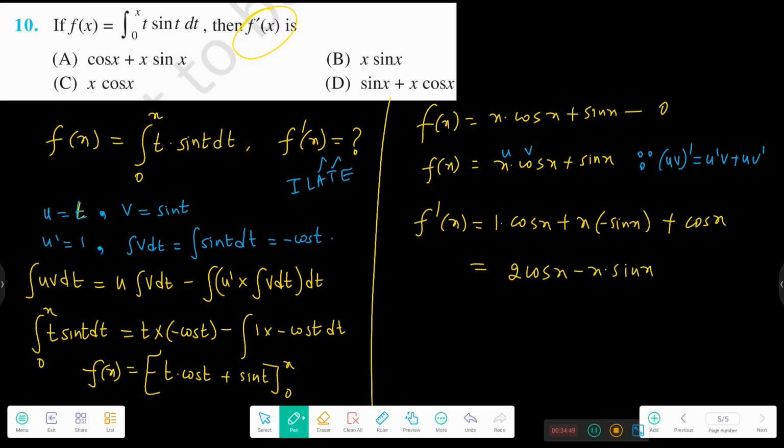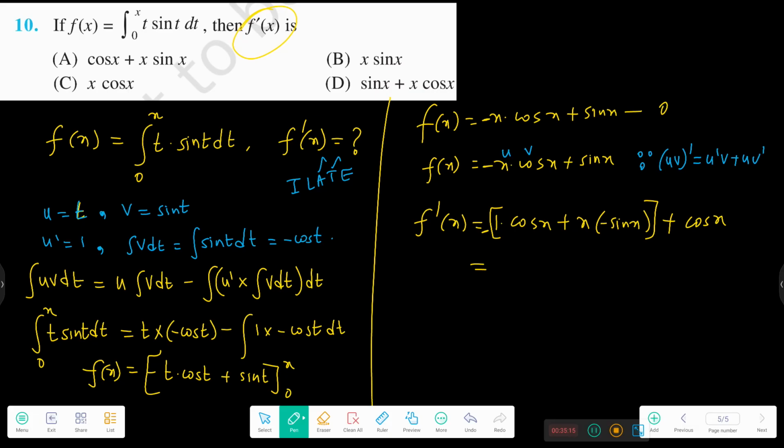Is there anything I missed? We don't have this option, am I right? I did some mistake. See once again what I did. Sorry, there is a minus here. I didn't notice this minus. For that minus, you should put it here. Minus is common in both the terms.